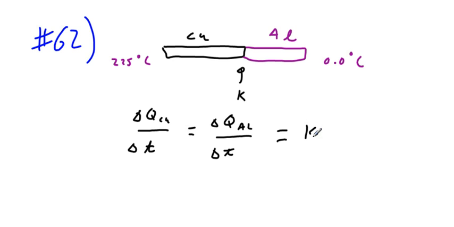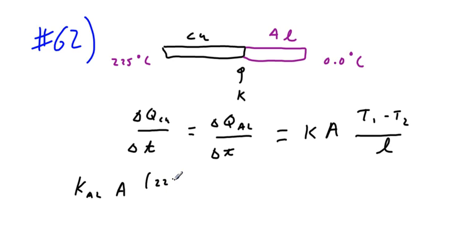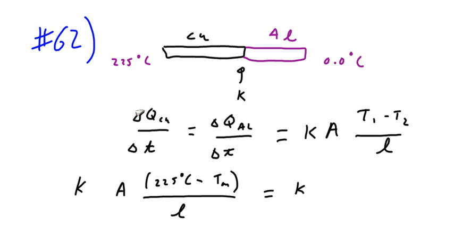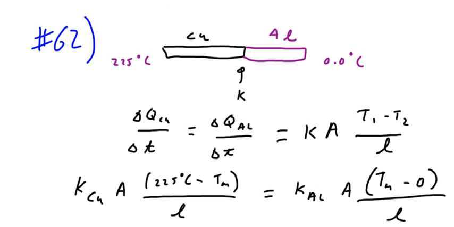And the heat flow is K times area times T1 minus T2 divided by the length. Okay, so that's what we're going to use. And so we have K of the aluminum times the cross-sectional area times T1, 225 degrees, minus the temperature in the middle, divided by the length, has to equal K of the aluminum times A divided by L, temperature in the middle minus zero. Okay, so those things have to be equal to each other.